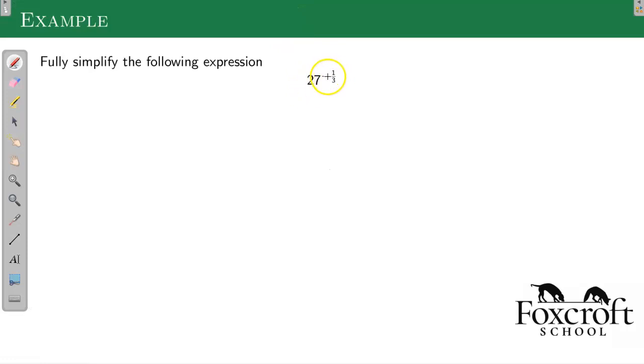27 to the negative 1/3. The first thing we always want to do is fix the negative exponent by moving it to the bottom of the fraction bar. Then I can make this a root. And now I'm trying to answer the question, what number do I multiply by itself 3 times to get 27? 2 doesn't work. That's 2, 4, 8. But the next number 3 does work. It's 3, 9, 27. So 27 to the negative 1/3 is 1/3.